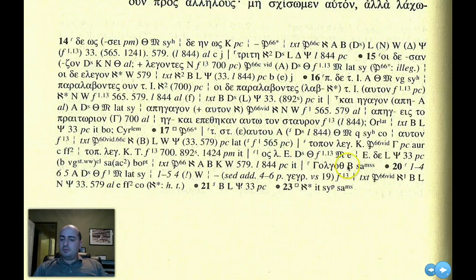But you can see P66 shows up all over the place here because that's the earliest text. So it tells people, hey, the earliest text said thus and such, but we chose this different reading.